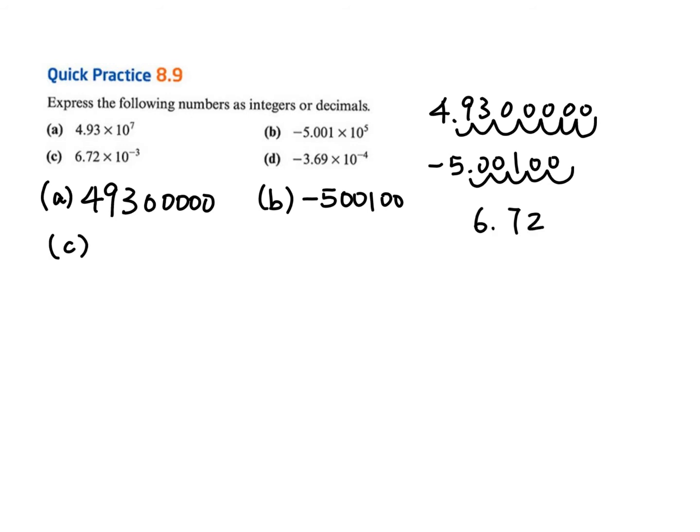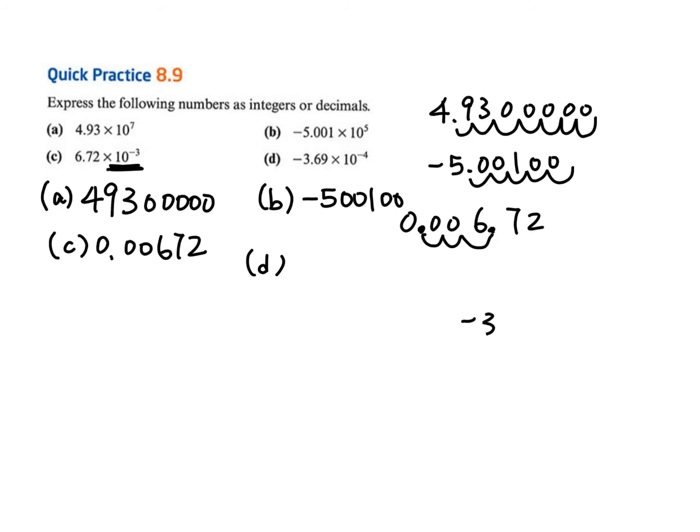Part C, 6.72. Now you have to multiply 10 to the power negative 3. That means I have to move it to the left. So 1, 2, 3. So here would be the dot. So it would be 0.00, so it would be 0.00672. And then for part D.